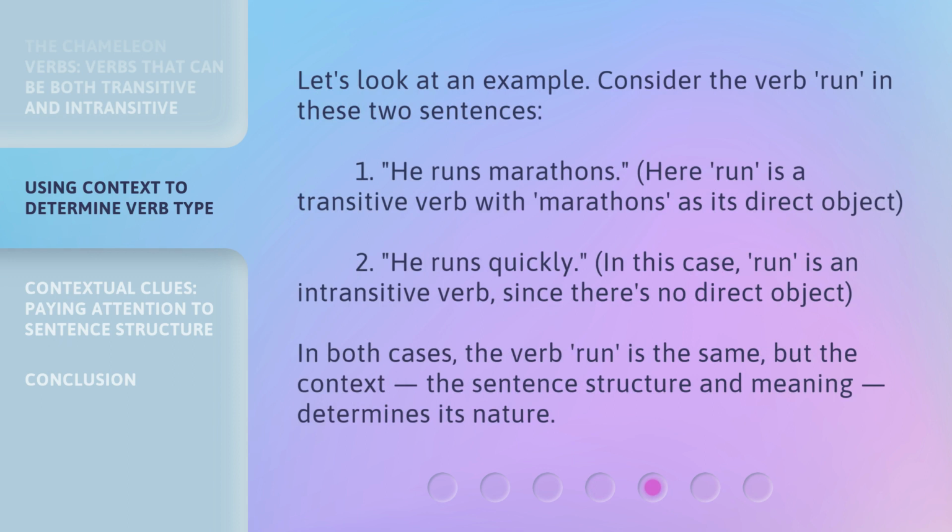Let's look at an example. Consider the verb run in these two sentences. 1. He runs marathons. Here, run is a transitive verb with marathons as its direct object. 2. He runs quickly. In this case, run is an intransitive verb, since there's no direct object. In both cases, the verb run is the same, but the context, the sentence structure and meaning, determines its nature.